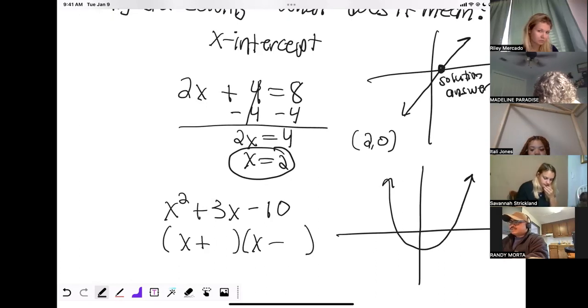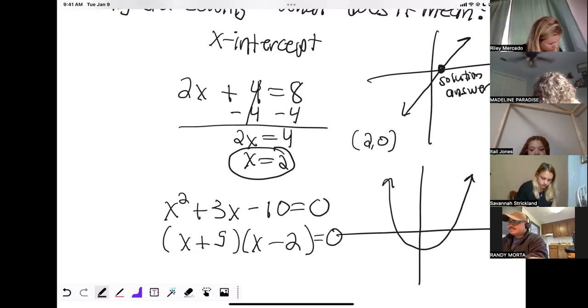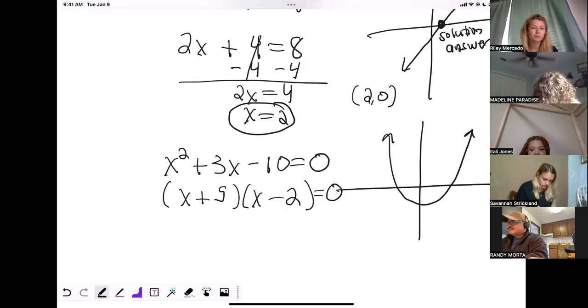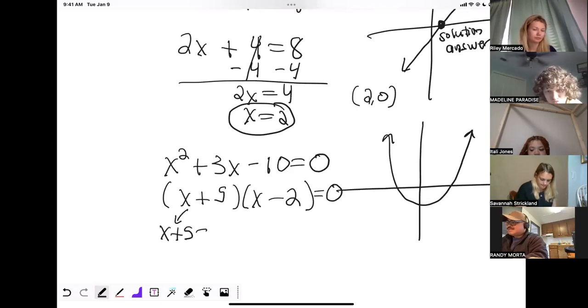Okay, so what two numbers multiply to be -10 and add to be 3? Well, 5 and 2, if I make 5 positive and 2 negative, that would make my factoring. Now, when we solve, we're always equal to 0. So when you solve, you're always equal to 0. I'll write that down in a minute. And then what you do is you take each part and set it equal to 0 and solve.